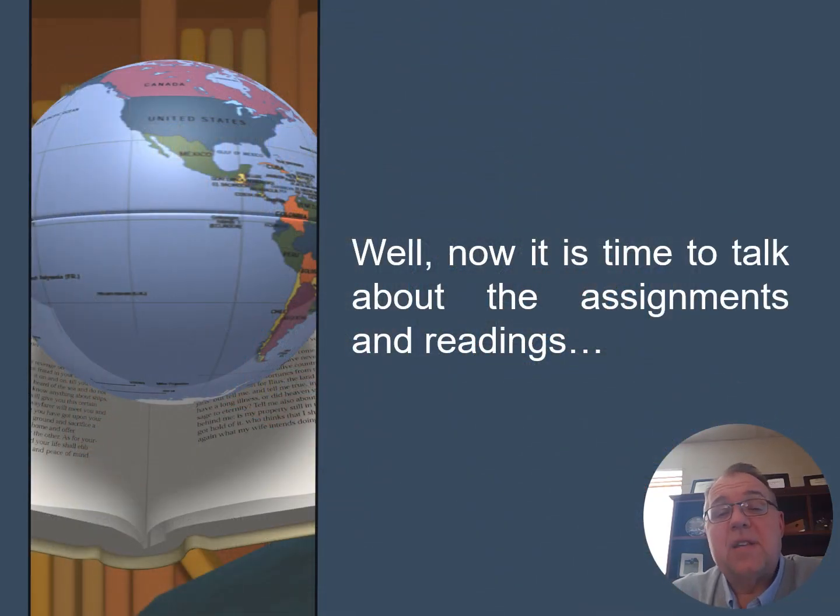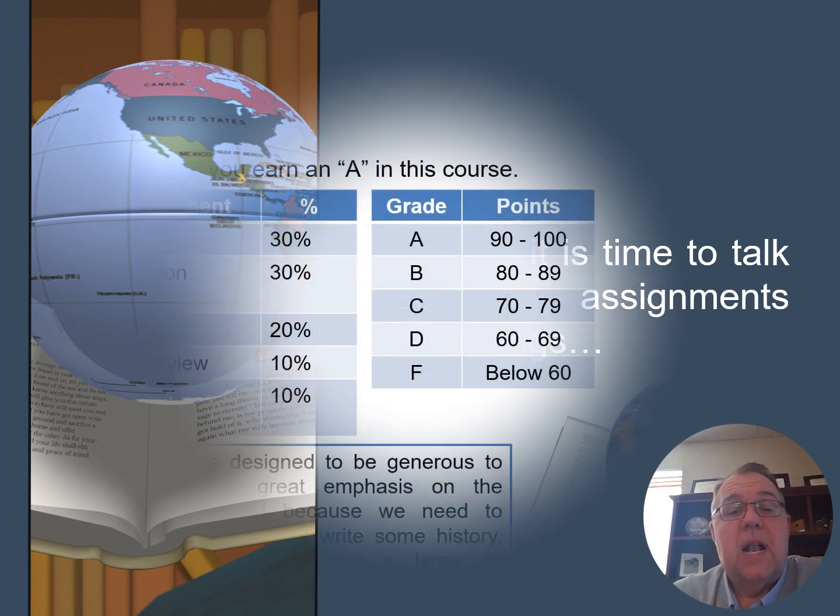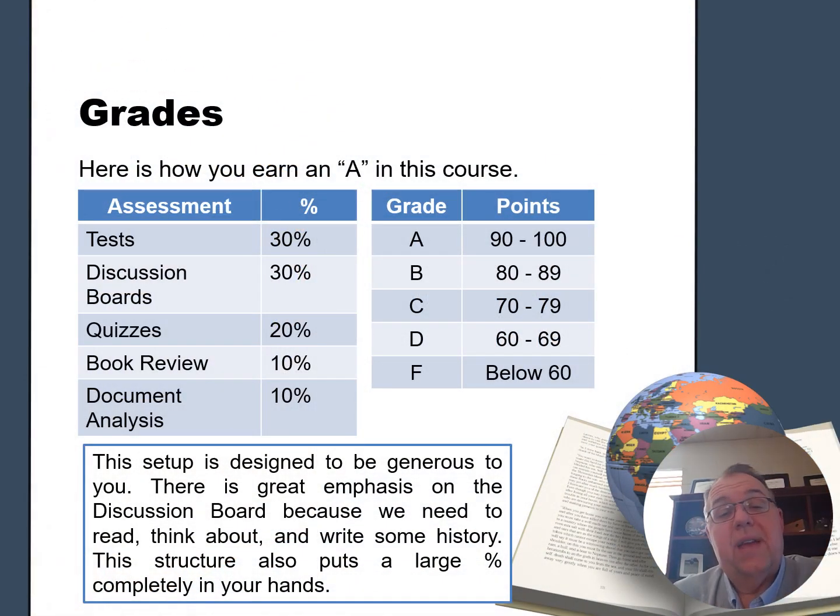Now, let's talk about some of the assignments and the readings and things like that. And with that, we'll look at grades. How in the world do you get an A in this class? You can see this is straight off the syllabus: tests this percent, discussion board such and such percent, quizzes 20, book reviews 10, document analysis 10. The whole idea here is this setup is designed to be generous to you. There's a lot of emphasis on the discussion board because we need that interaction. But a lot of it puts a big percentage of the grade in your hands.